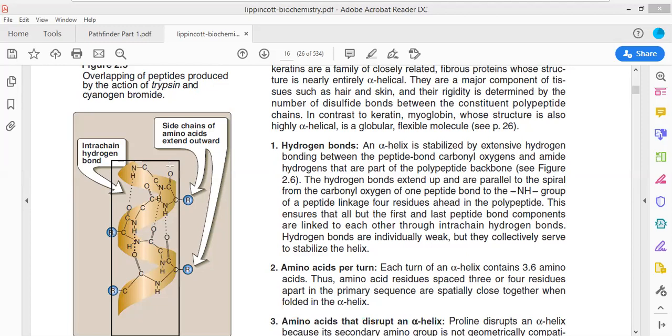It is a rigid rod-like structure formed when the polypeptide folds itself into a helical conformation. There is the polypeptide folding itself into a helical conformation. I'm trying to make that helix again. So this is how this polypeptide is being arranged. It is being arranged in this particular helix.